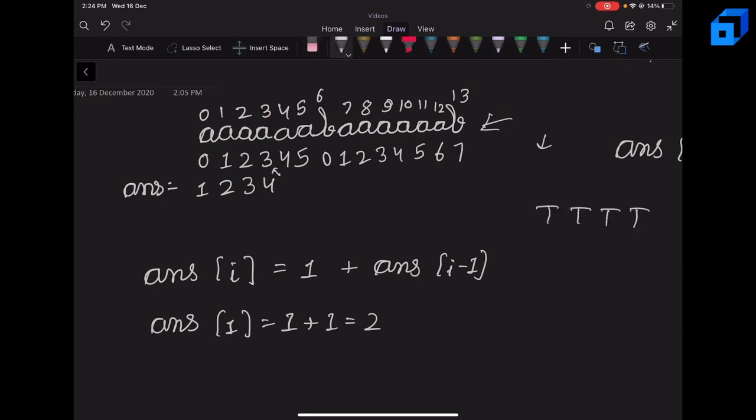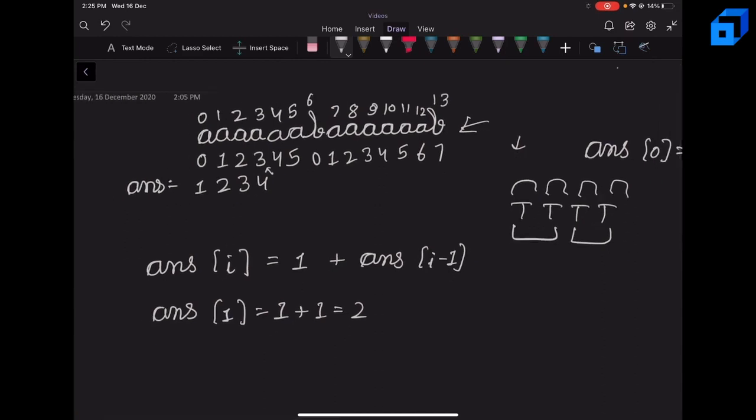Now the proper multiples of 4, meaning not equal to itself, are 1 and 2. So we could either divide it into 4 parts, TTTT, or we could divide it as TT and TT. Let's first find, if we divide it into 4 parts, what will be the answer? We'll require 1 copy operation and 3 paste operations. So 4 plus answer of 0, and answer of 0 is 1. So this will be 5, and it does not actually reduce our answer.